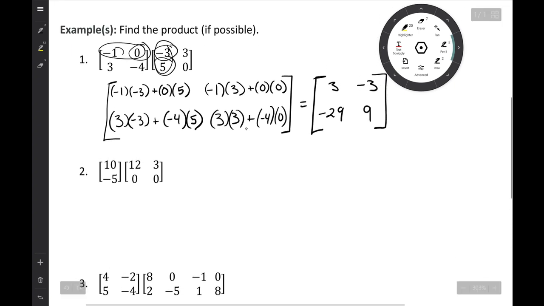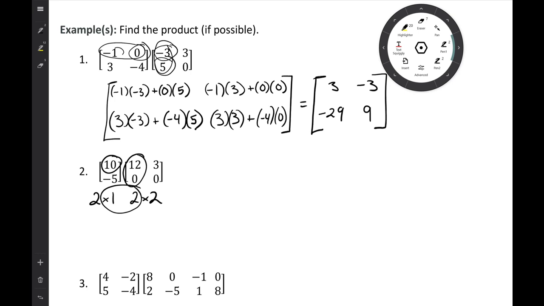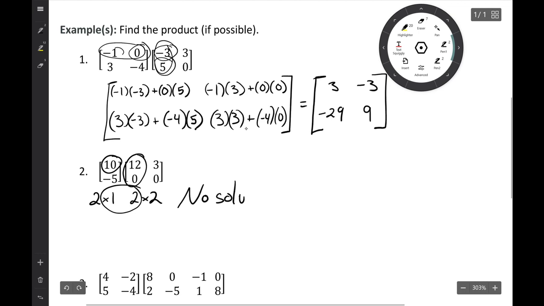This is a 2 by 1 matrix times a 2 by 2 matrix. You can see that these will not work, and that makes sense because if you try and do 10 times 12 and 0, you don't have enough to do it. Like, you can't actually go through and do those same steps. So this one has no solution.